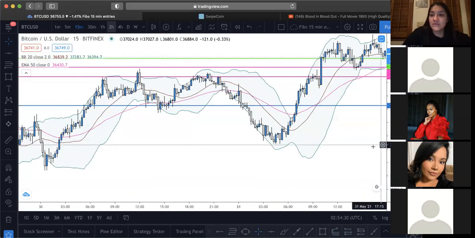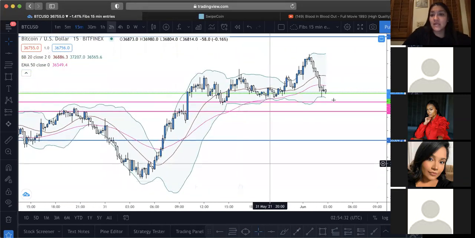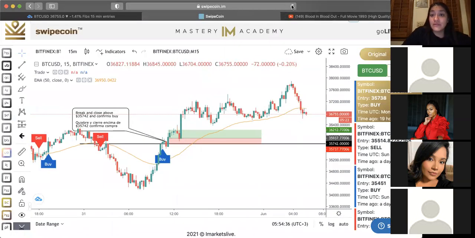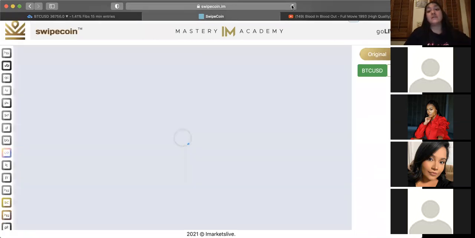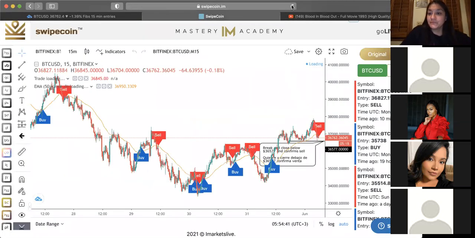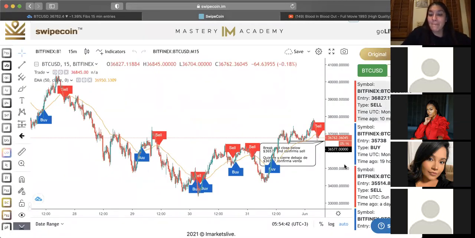Now, right now, let's look at what Bitcoin is doing. I know that the swipe coin scalper had called a buy, but right now it's actually going down. So let's look at the swipe coin scalper. Let's refresh it, see if there's anything that's been called out. Look at that, guys, 10 minutes ago, boom.